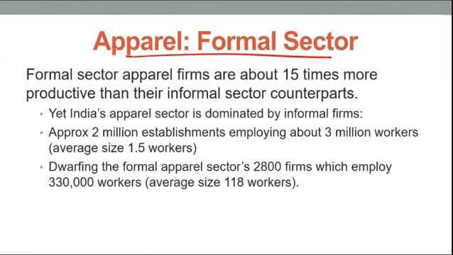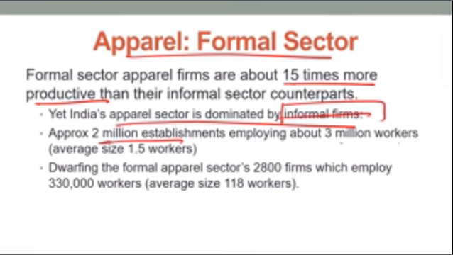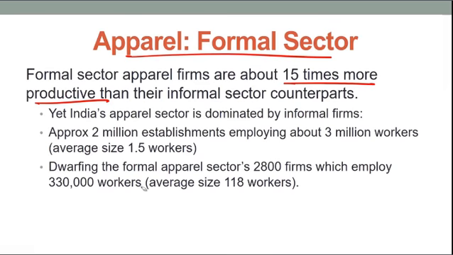So apparel, the formal sector, is 15 times more productive. So if you want to improve productivity, one thing is to move towards the formal sector. However, India's apparel sector is primarily informal firms. We have 2 million establishments with 3 million workers in the informal sector. In the formal sector, we have 2,800 firms with 330,000 workers. Look at the difference. 2 million versus 2,800. 3 million versus 330,000. That is the difference. In the informal sector, the average size of a firm is 1.5 workers. In the formal sector, the average size is 118 workers. So we can see that the informal sector is dominating the apparel industry, which is something we have to change.